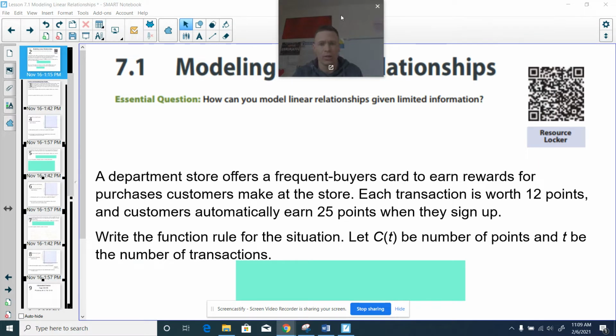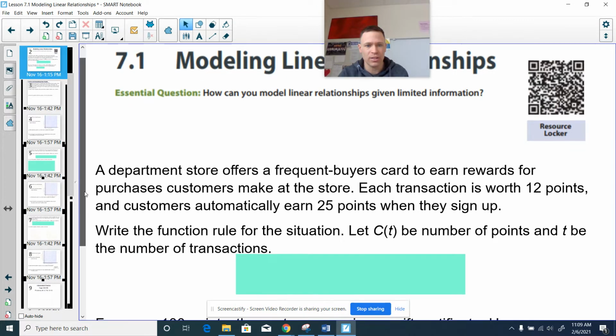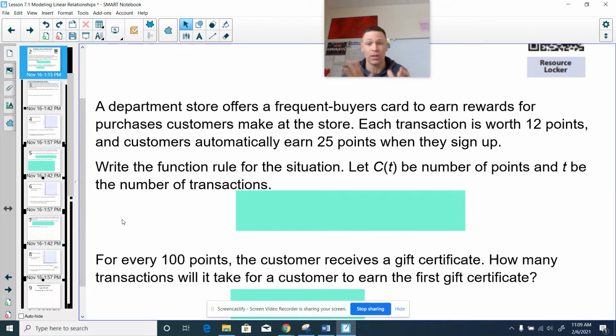All right, so first question here. This is kind of the warm-up. We're just going to write an equation for this, and then we're going to dive in for the next one. So a department store offers frequent buyers a card to earn rewards for purchases that they make at the store. Each transaction is worth 12 points, and customers automatically earn 25 when they sign up.